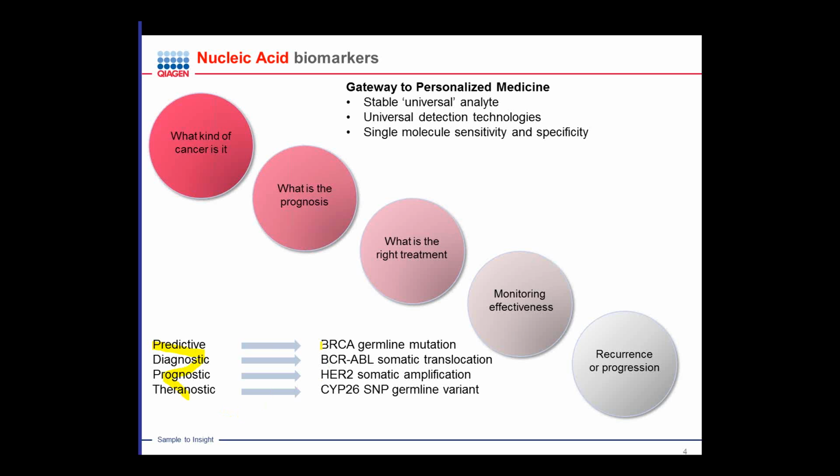So in terms of prediction, one can assess whether there's a germline inherited mutation in the BRCA gene which would predispose someone to breast cancer. Diagnostic, we can look for a BCR-ABL somatic translocation either at the DNA level, or we can look at the RNA level for a fusion transcript. Prognostic, when we sample a breast tumor by biopsy, we can look for a HER2 somatic amplification, or we can look by immunocytochemistry for overexpression of the HER2 protein. And finally, for theranostics, we can look at germline SNPs in CYP26 genes, which would influence how your cells would metabolize a particular drug, or, for example, a chemotherapy reagent in terms of how you would respond to that drug.